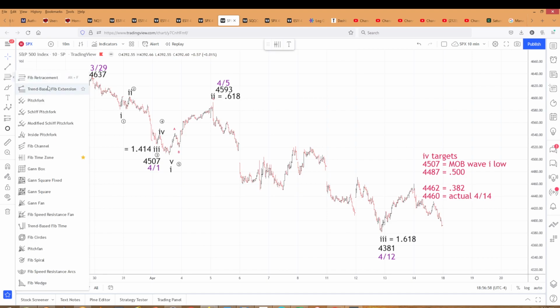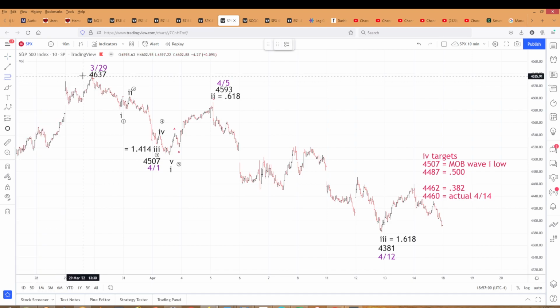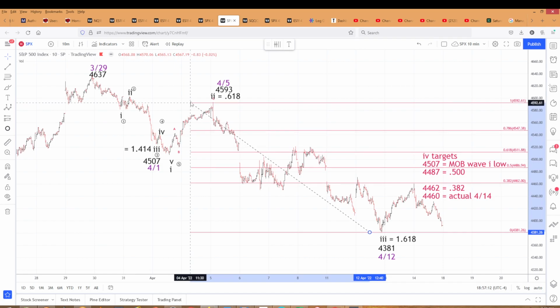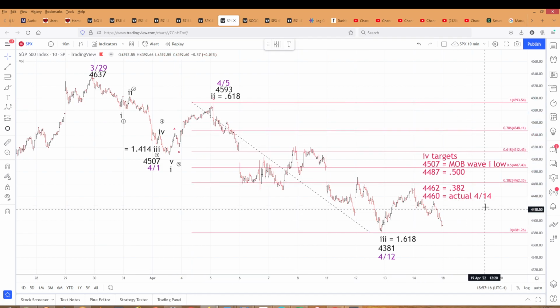Let me get this fib retracement in. See if I can get this pretty close. That's pretty darn close. Might be a point or two off. You can see right there. There's our targets, and I want to do wave 4, not from the wave 1 high, from the wave 2 high. There we go. That's pretty darn close, and you can see there the make or break is 4507 right there. Okay, where the dotted line is.